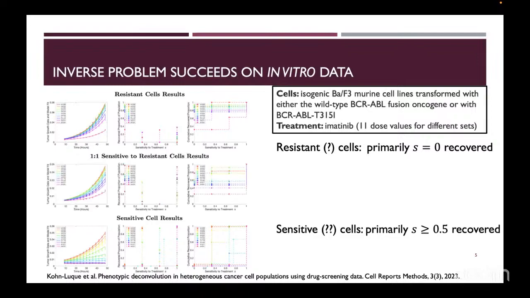Finally, this data set gives us a bunch of different proportions, different mixtures of the sensitive and resistant cells. And unsurprisingly, we get a mixture out of the mixture data.